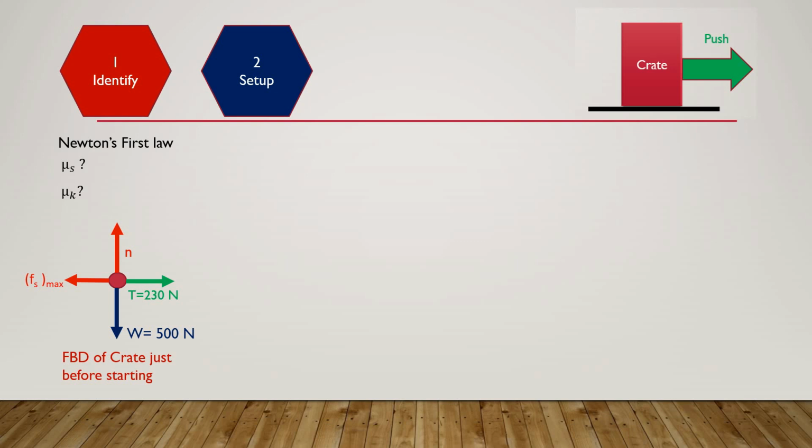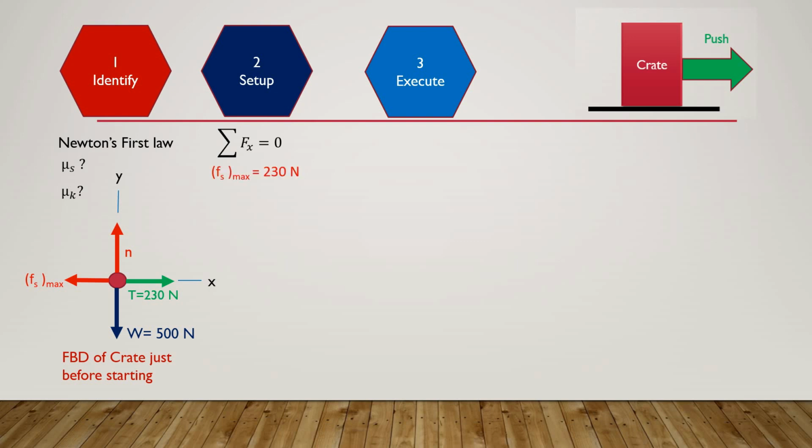Next we have to attach a set of coordinate axes: x-axis along the direction of application of the force, and y-axis perpendicular to this direction. The next step is execute. Newton's first law will be applied. Sigma Fx is equal to 0. So the force on one side is 230 Newton and on the other side is Fs maximum. Applying this formula we can calculate the value of Fs maximum as 230 Newton.